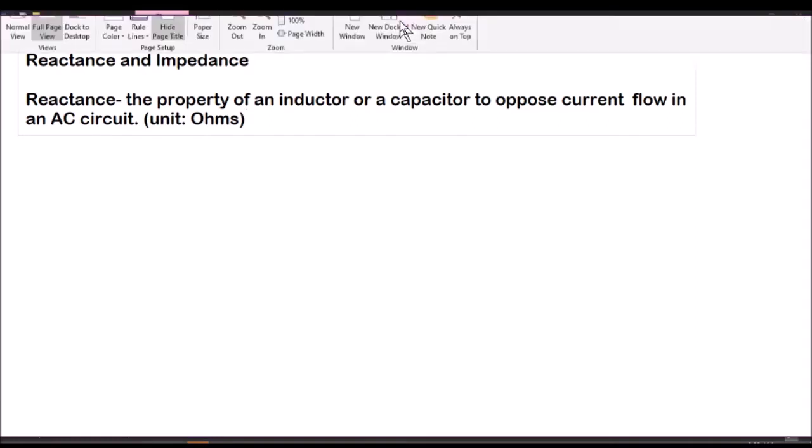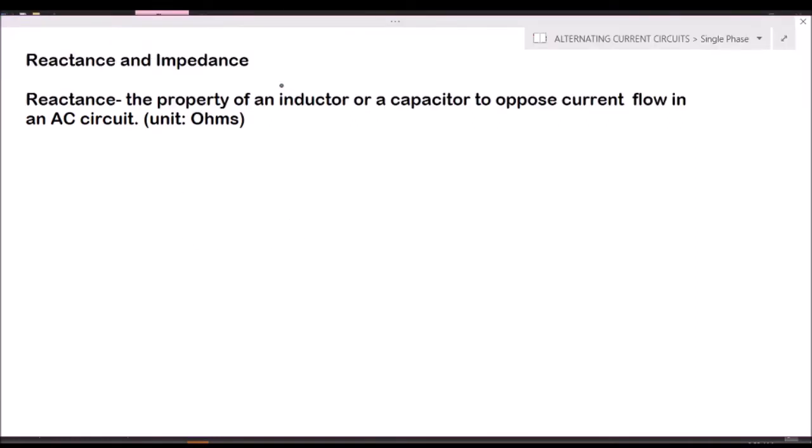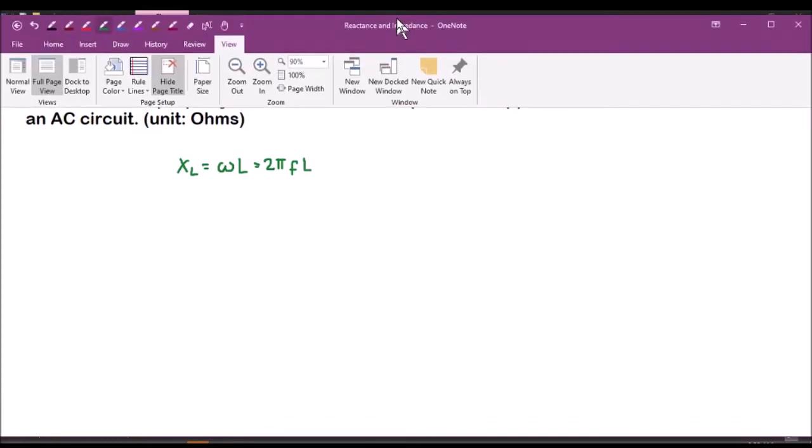The formula for converting our Henry, our inductance, into reactance is XL. So XL, not extra large, stands for inductive reactance. This is equal to omega L. If you remember in our previous video, omega is known as the angular velocity, equivalent to 2 pi f L. There are lots of letters in there that we need to give the meaning of, so let's give the meaning of each one.